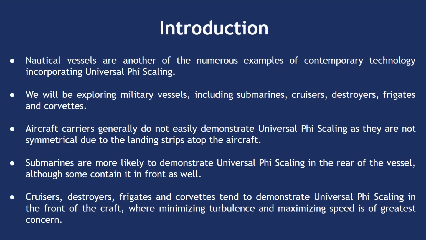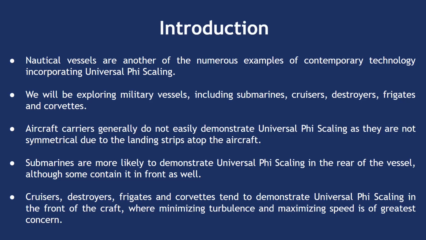If you're like me, I'm not really a nautical person, so I'm going to be presenting some explanations of each of these types of vehicles at the introduction of each section. Aircraft carriers, which I'm not discussing today, generally do not demonstrate Universal Phi Scaling, at least that we can see easily. That's due to the fact that they have landing strips atop the craft, which make them asymmetrical, so it's a little more difficult to find it. So we've excluded those from today's discussion.